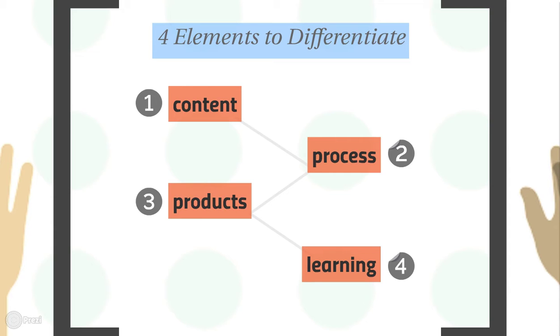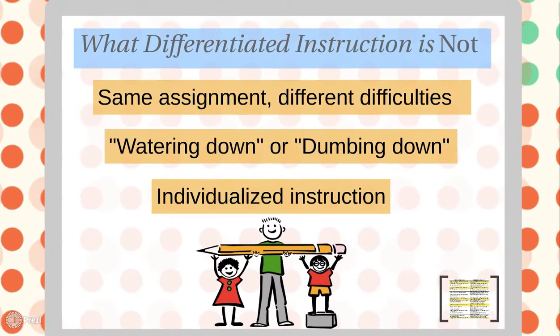Finally, we have learning. How do we differentiate learning? Well, through the environment. We have groups together, we have pairs, maybe rows. We have students working with each other in different scenarios that help facilitate the differentiated learning.